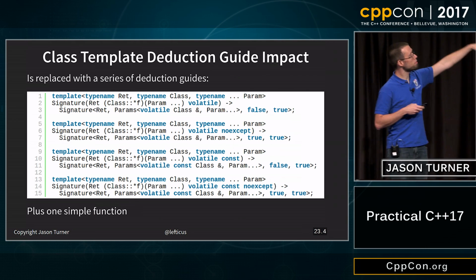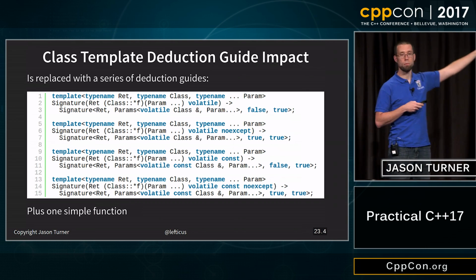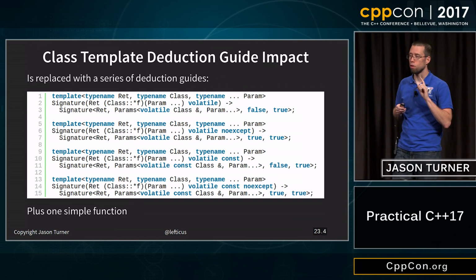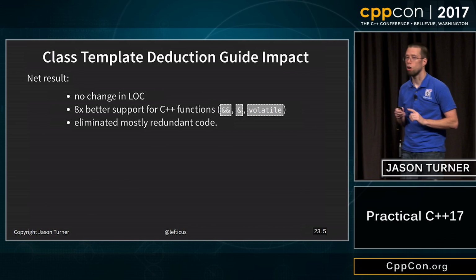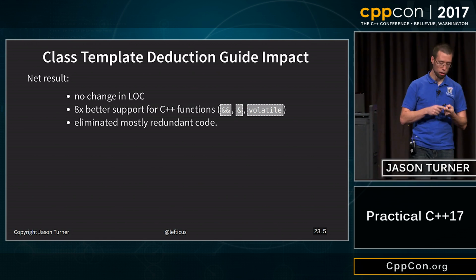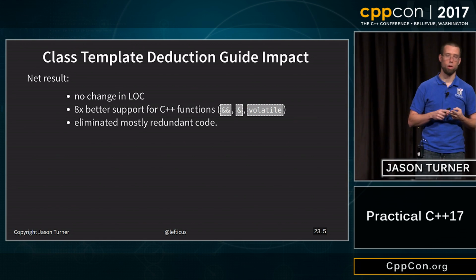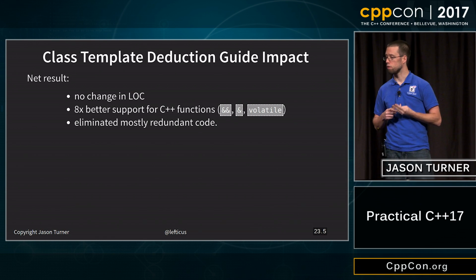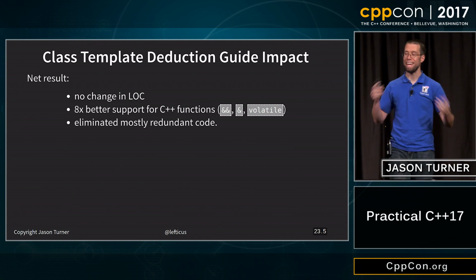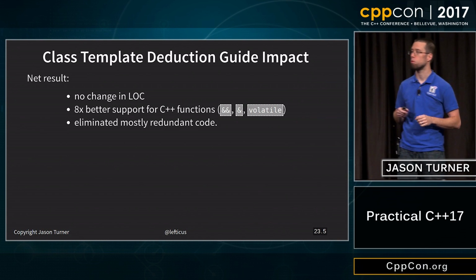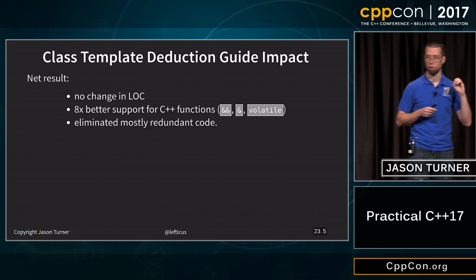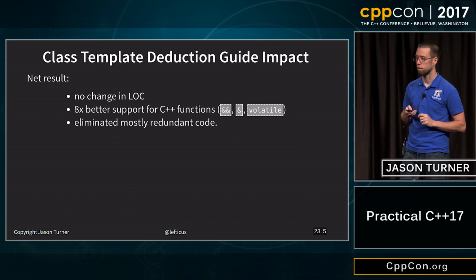So I have all of these template deduction guides plus one simple function that does the dirty work. I ended up with no change in lines of code. However, I was able to add rvalue reference and reference specifiers and volatile specifiers, so I ended up with 8 times the coverage. I now can support every possible method signature in CppCon and had a 0 net on my lines of code. And I liked that.